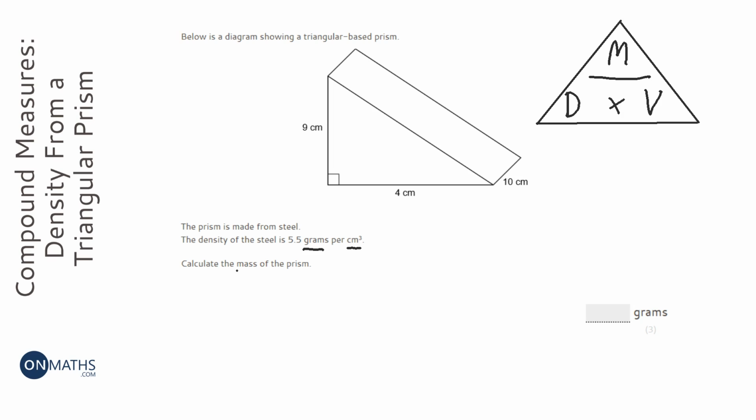So we need to work out the mass. Well, at the moment we have the density, so we've got that, but we haven't got the volume. So the first thing I need to do is work out the volume of the prism.